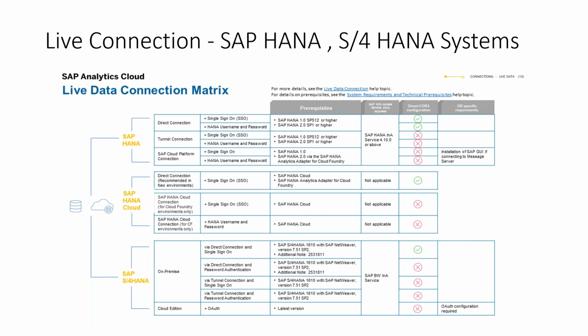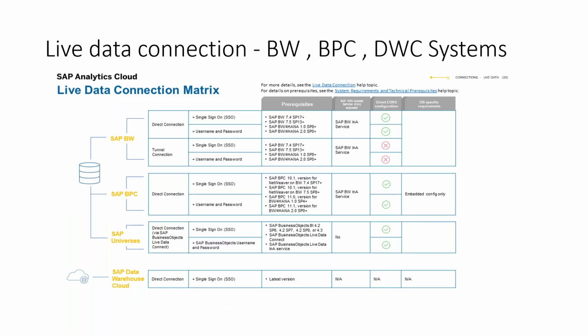So if it is S/4HANA on-premise, you need CORS, guys. If it is cloud edition, you don't need CORS. Very simple process. BW is not cloud, right? So if it is on-premise, direct connection, CORS, tunnel connection. If it is BPC, you need CORS.